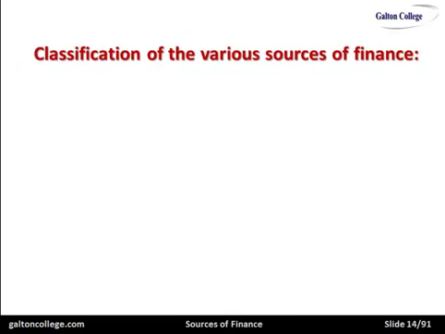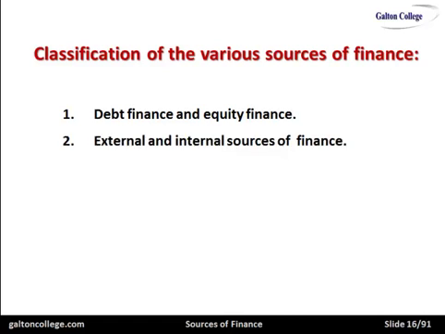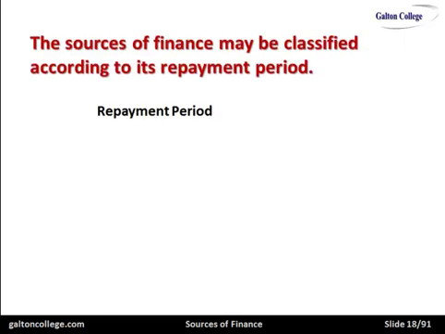Now, the classification of the various sources of finance, well, we have debt finance and equity finance, two different types. We also have external and internal sources of finance. Now, the sources of finance may be classified according to their repayment period. That's one way in which we could work out the type of finance and the classification of finance that companies seek. So, for example, the repayment period may be never. It never has to be repaid. That's a possibility.